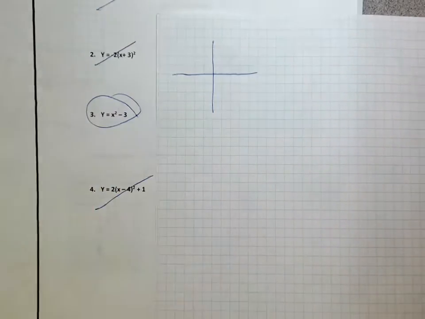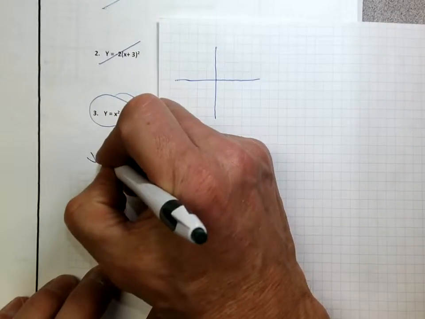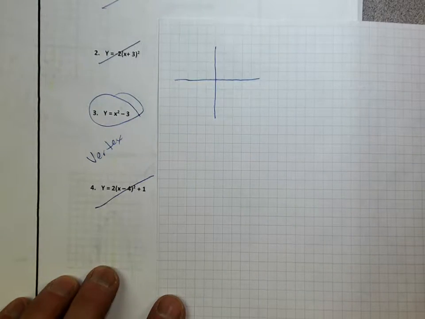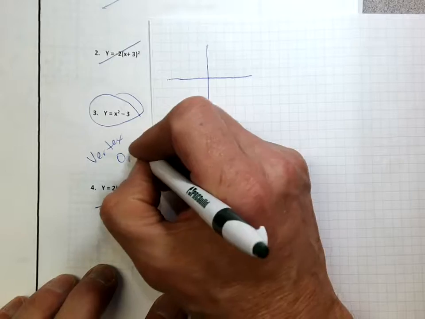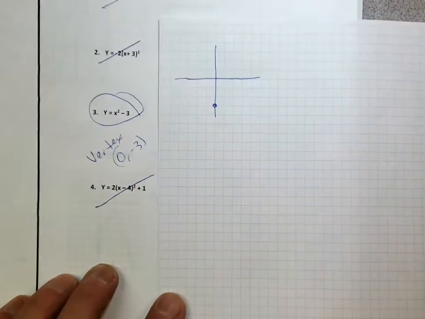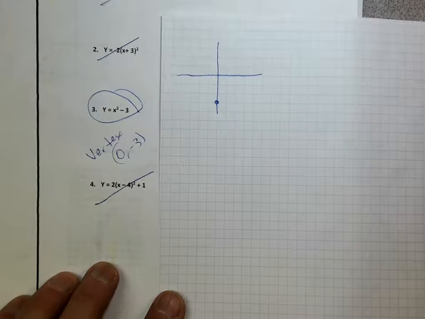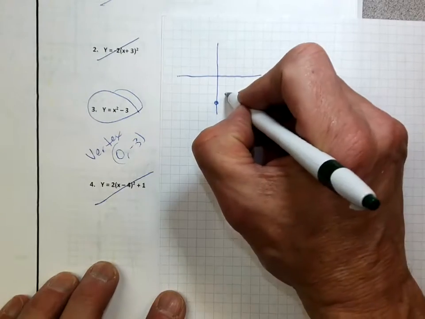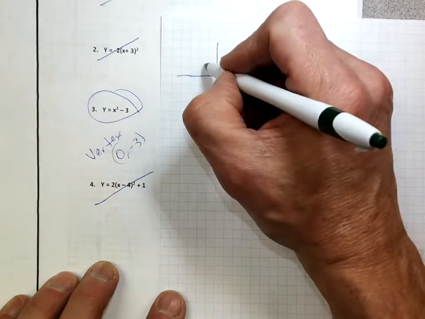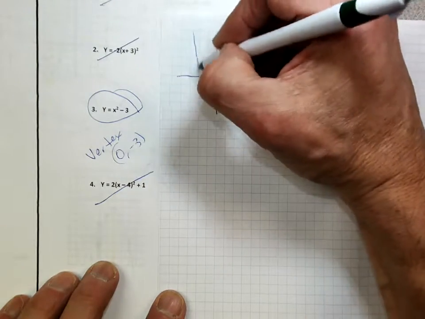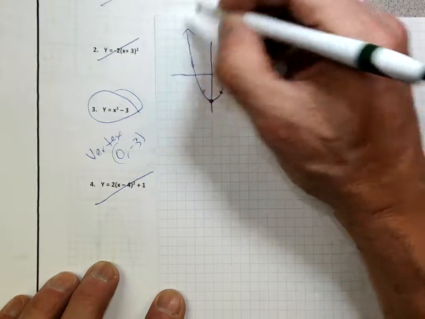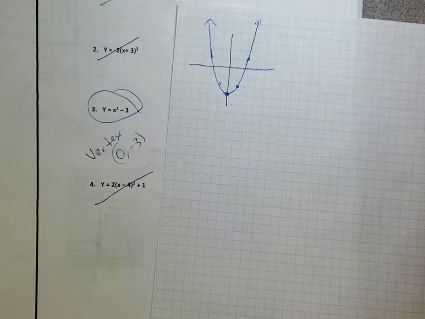Okay, vertex. Where's the vertex? (0, -3), right? If I graph it, 1, 1, 2, 1, 2, 3, 4, right? I will hold up and wait for you.